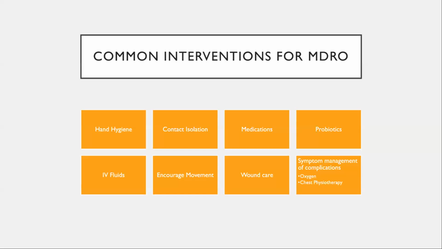Common interventions for multi-drug resistant organisms are doing frequent hand hygiene, placing our patients on contact isolation, providing them with different medications, probiotics, IV fluids, encouraging movement, doing proper wound care, and symptom management of any complications, especially related to breathing disorders where we may need to provide oxygen or chest physiotherapy. When we look at medications, one of the main things that can be complicated is that these organisms are multi-drug resistant, meaning that they've built immunity to multiple treatments, and that's why they become so infectious and difficult to treat.